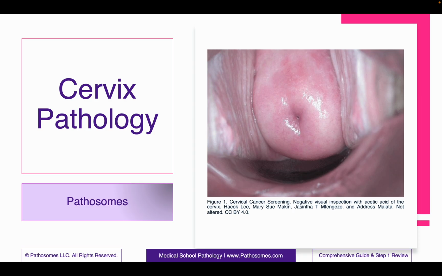You're probably wondering what this image is here. Some of you already know what it is. It's a cervix, right? Does it look normal or abnormal? Looks pretty normal, right? Especially after being sprayed with acetic acid, right? Because if it was abnormal, we'd expect to see some sort of strange discolored white lesion, right? But it looks fairly normal. We're going to be discussing this and much more in this presentation of cervix pathology.